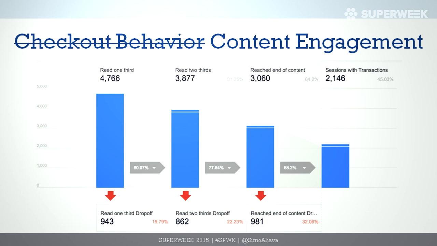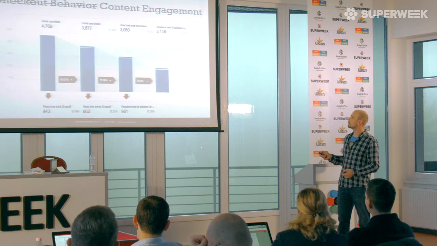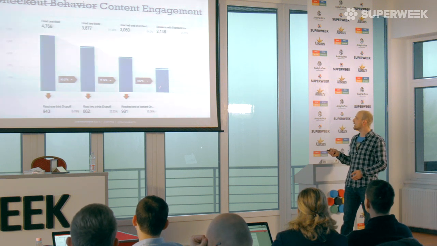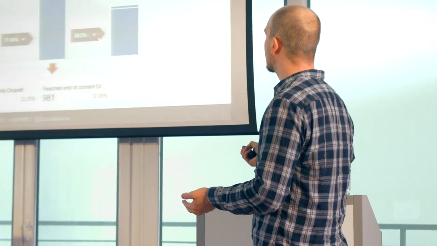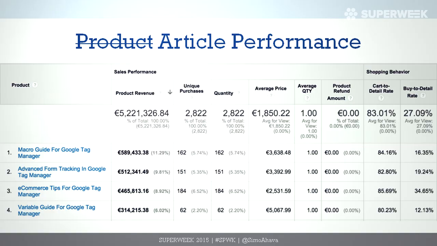So I can see that 5,000 read 1/3. Then there's a drop-off rate of, I don't have my glasses, 20%. So 20% less read 2/3. That's not 20, but that's something else. And reached end of content, 3,000. So 3,000 out of 4,500 reached end of content. And transaction, again, quite a steady decline. So we can see that most people only read the top third, right? They just skim through it and see if it's good for them and then they leave. And if people reach this, I think they're deliberately trying to make me happy, which is nice. Then we have product performance. It's article performance now.